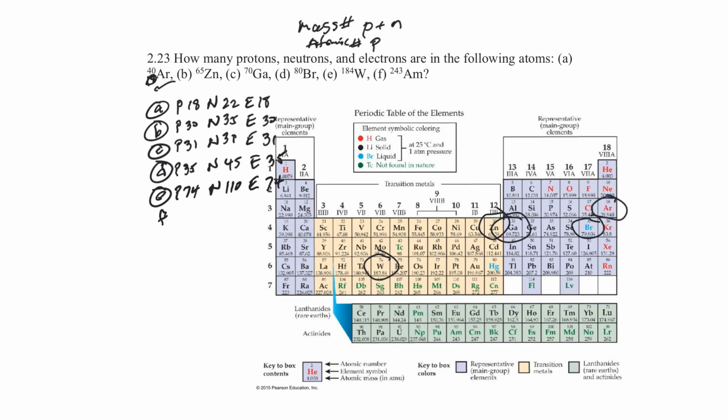Last one, americium-243. Where's americium? What is that, 95? I think it's 95. So protons, 95. Neutrons, 243 minus 95, 148. Electrons, the same, 95. Hope that helps.